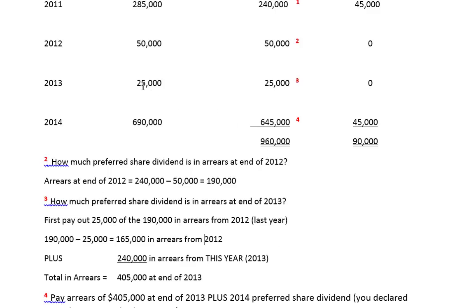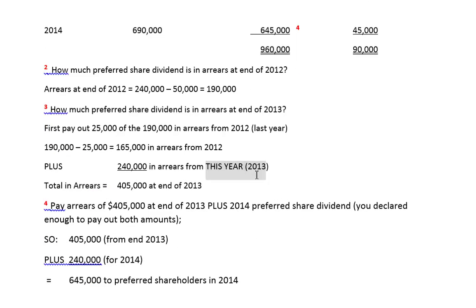But notice this $25,000 dividend didn't pay anything for 2013 entitlement. So I still owe that $240,000 from this year, right? This year's dividend entitlement for 2013. So my total arrears at the end of 2013 is $165,000 from 2012 and $240,000 from 2013. So I now have a dividend entitlement for my cumulative preferred shareholders of $405,000.